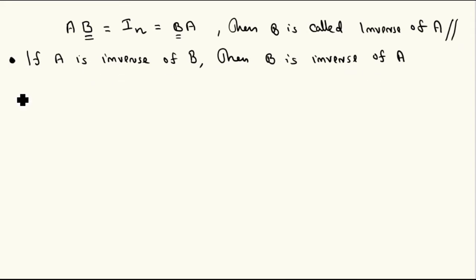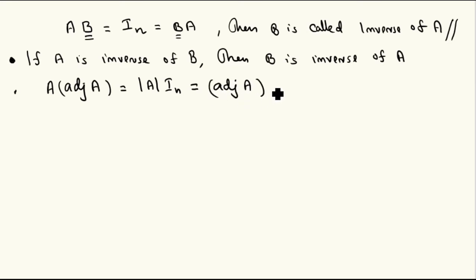Now one theorem says that any square matrix A times the adjoint of that matrix A equals determinant of A times I_n, equal to adjoint of A times A. That we are taking by the commutative property of product. So A times adjoint of A equals determinant of A times I_n, equals adjoint of A times A. This is one theorem.